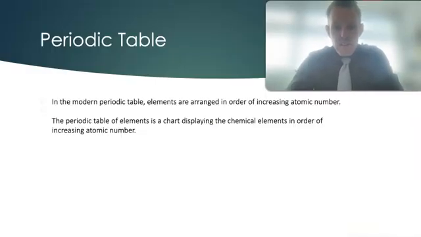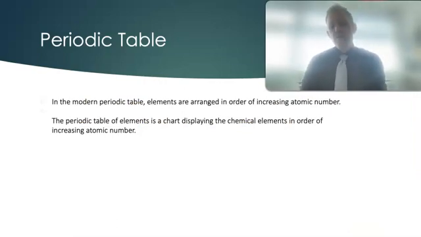So basically the modern periodic table, all of your elements get arranged in order of increasing atomic number. The periodic table is effectively a chart that shows the 118 chemical elements that we know, in that order of increasing atomic number. The periodic table is broken up into a couple of parts.